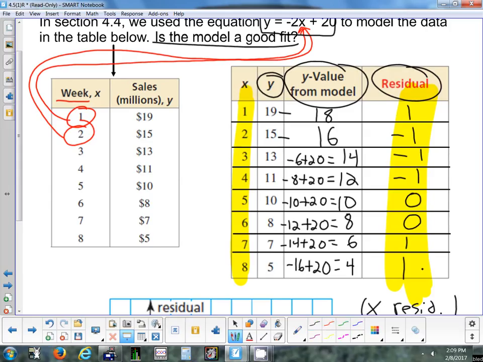So, Emma, what's the first point I'm going to graph? 1, comma, 1. Why is it 1, 1? You said you have to do X and the residual. Exactly what I just highlighted. The X value and the residual. So 1, 1.